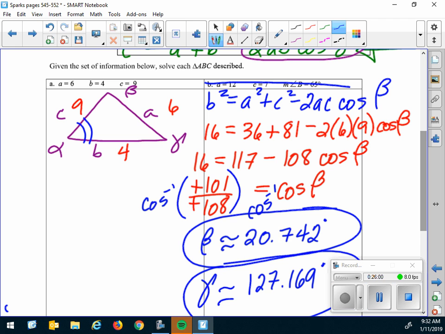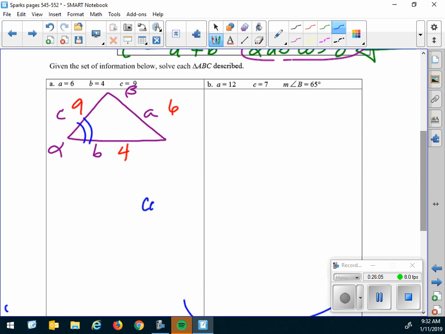Okay. Now, we're not going to do all of the second question. We're just going to do part of it. Please notice that this is a little different setup because you're given an angle. So let's just start it.